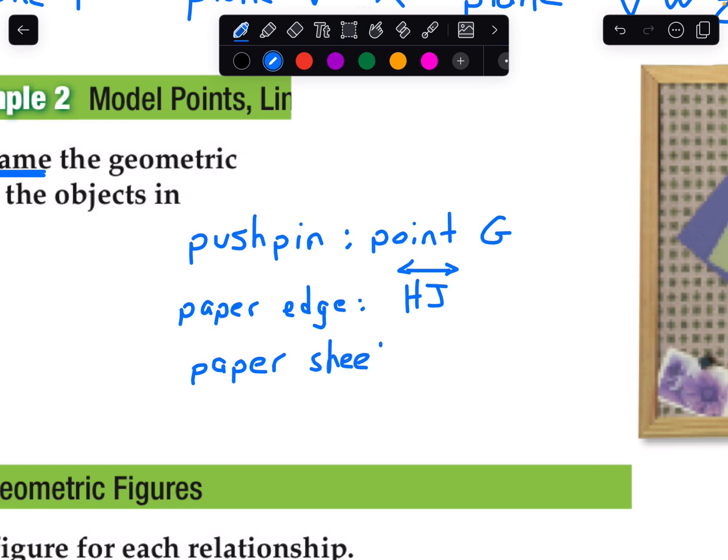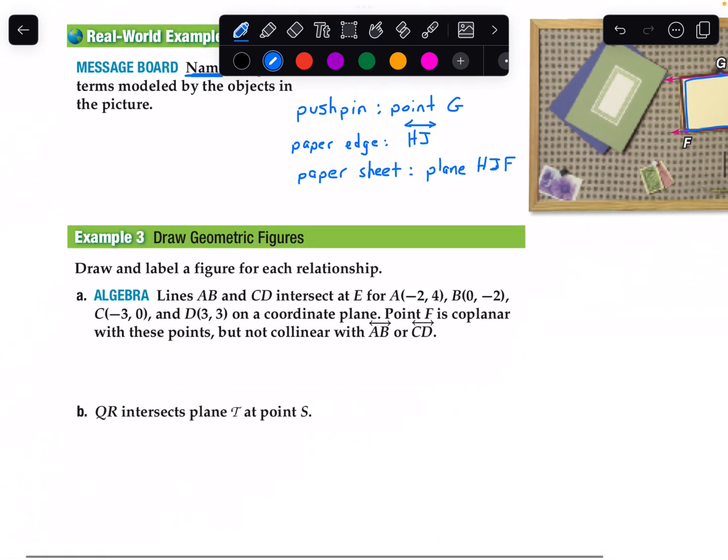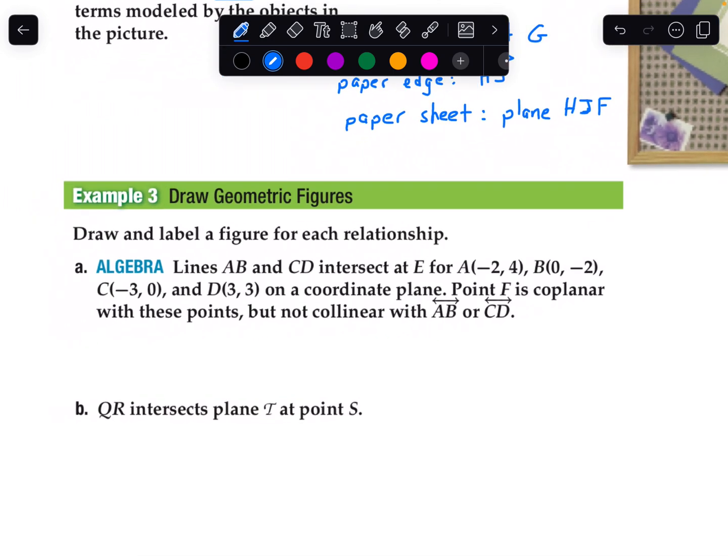We'll say the paper sheet represents plane HJF. There we are. And example 3, draw geometric figures. So now we are going to draw our own diagram from scratch.